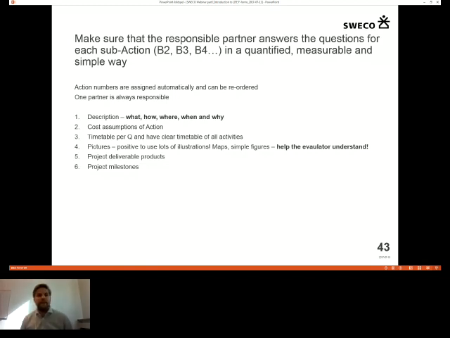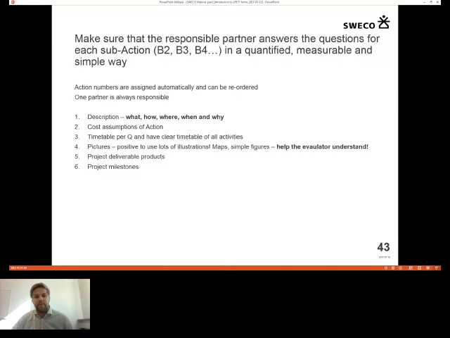So first of all, what do they ask for every action? Basically, if we look into B, implementation actions, you will most likely have sub-actions to that, which you call B1, B2, B3, B4. Those are possible to shuffle when you have entered them into the system. So it's good to enter them in eProposal as soon as possible. And for each and every one of those, you need to, first of all, describe the what, how, where, when, and why. It's not so complicated.